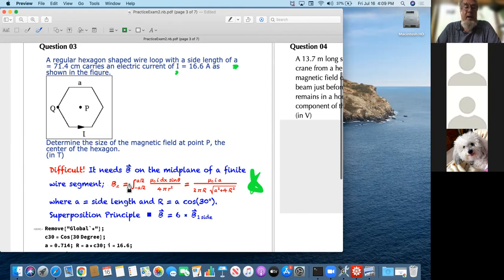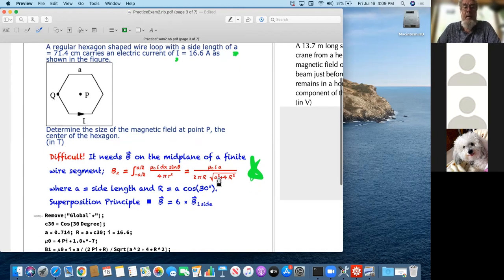Actually, the only way I was able to figure this out was to use the Biot-Savart law and do the integral. And there's a formula after you do the integral, which is in terms of A, the size of the side, let's take this side, and R, which is the perpendicular distance. Now, you probably won't have that equation on your equation sheet. However, if you look at the review number 2, you'll find that there's an equation there for the magnetic field for a finite wire segment.